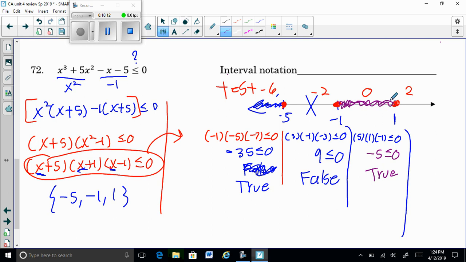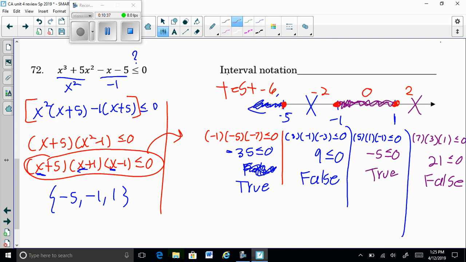Right, and then the last one, we plug in +2. So let's see, we get a 7, a 3, and a 1. Is that less than or equal to 0? Well, you get 21 is less than or equal to 0. That doesn't seem right, so false. And so we're not going to shade that area.